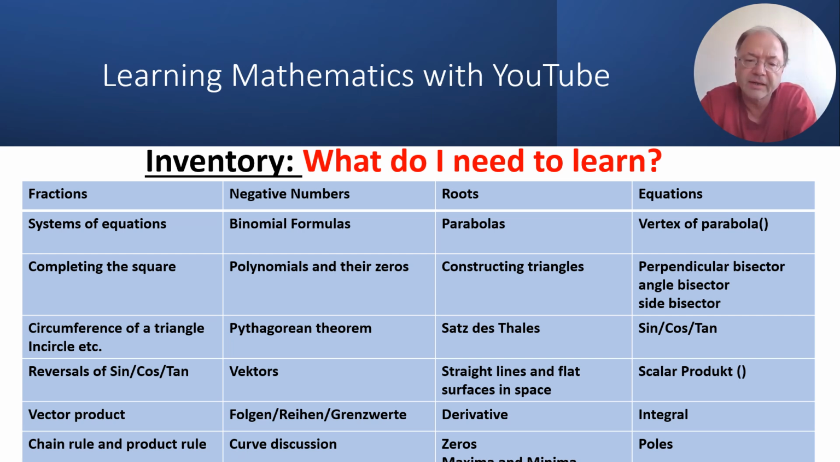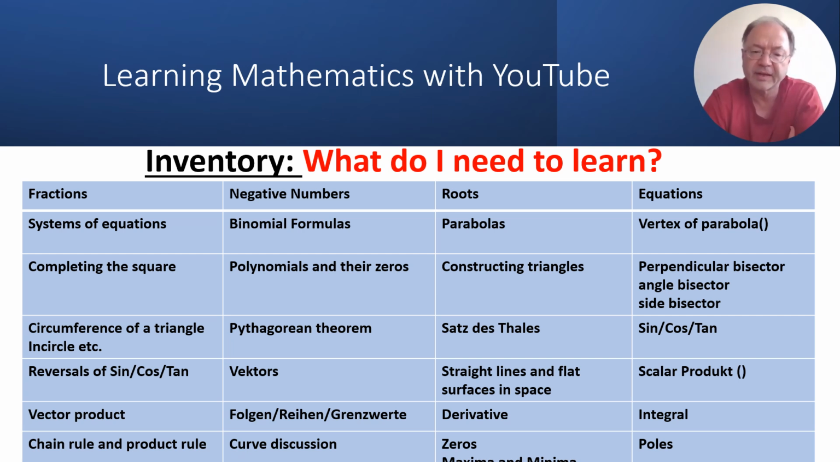Sine, cosine, tangent, the reversals of sine, cosine, and tangent, so the inverse functions of them. Vectors, straight lines and flat surfaces in space, scalar products, vector products. So there are two different products for vectors, defined in different ways and used for different purposes, and it's necessary to know them both. Oh, this is still German.